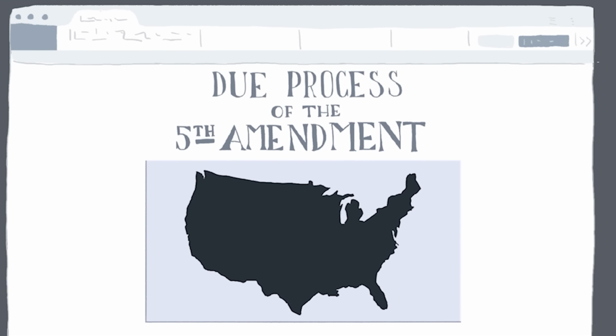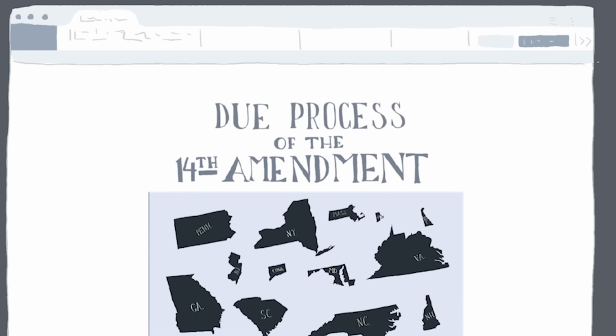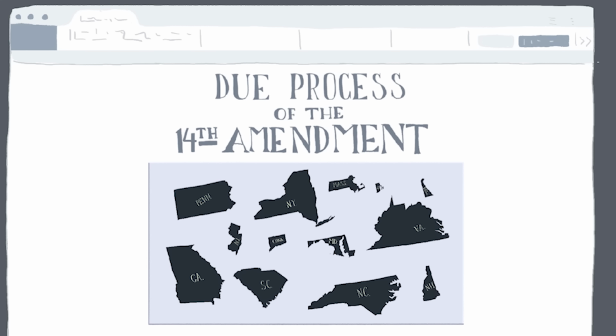And there are two due process of law clauses in the Constitution. One, in the Fifth Amendment, applies to the federal government. The second, in the 14th Amendment, applies to state governments.